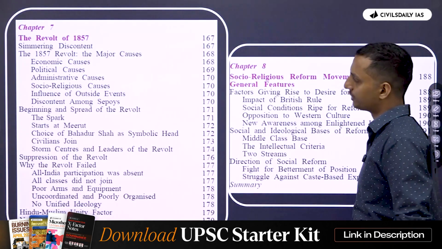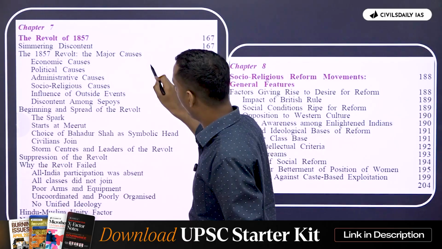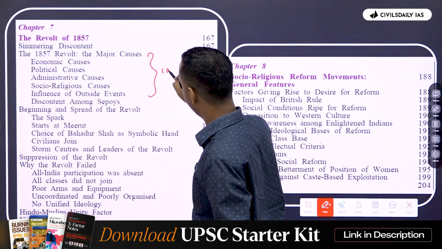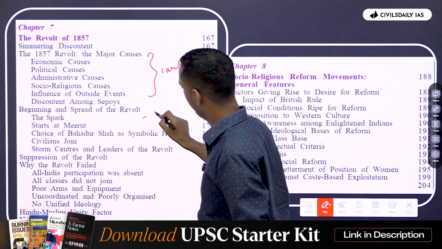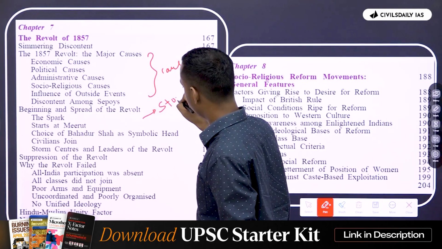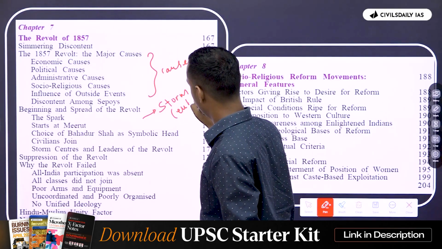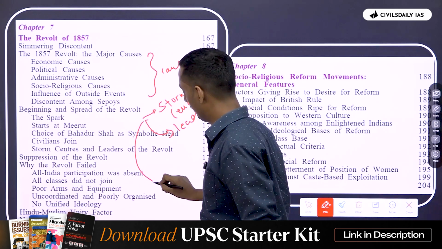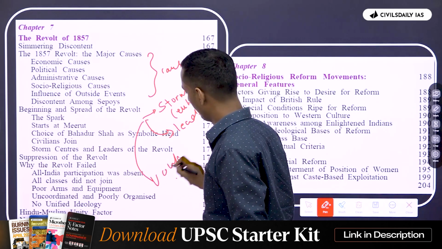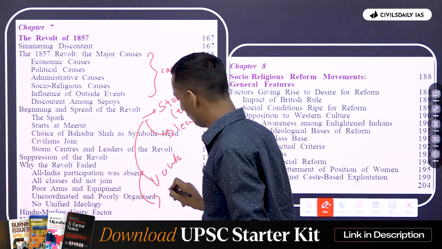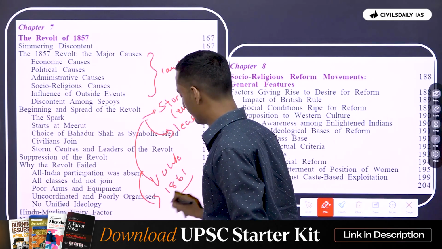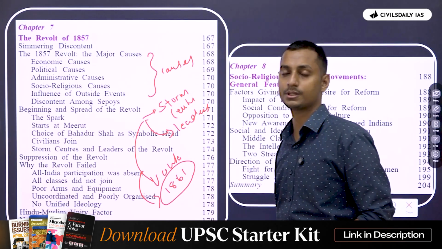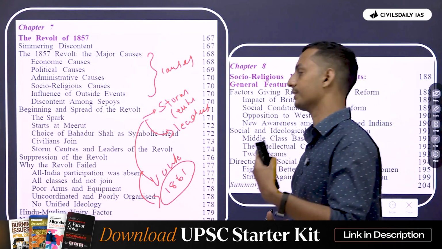With the 1857 revolt, what do you have to focus on more? You have to know the causes of the 1857 revolt, what the different storm centers were, who the leaders were, the outcome, what the British introduced in the 1857 Councils Act, and what changes the Britishers made so that such a revolt doesn't repeat in the future.